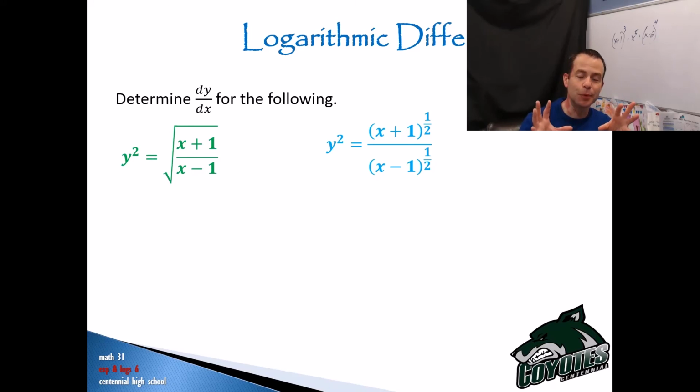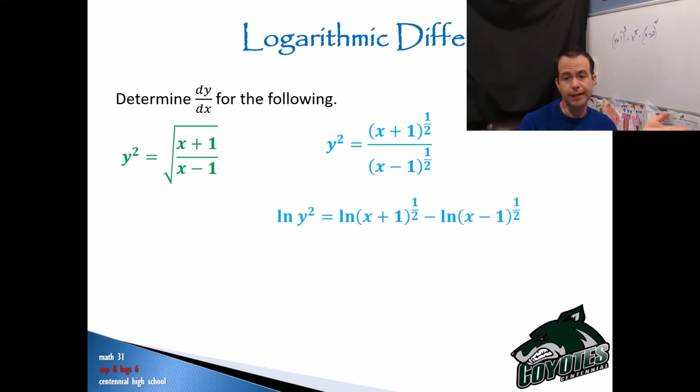Remember, if I can make these with a bunch of exponents, I can handle that well by taking the natural log of both sides. So I took the natural log of both sides and I applied the log law that I haven't used yet. Notice that this was division, right? So if I have ln of something divided by something, I can expand that out to be subtraction. So I have ln of (x plus 1) to the 1/2 minus ln of (x minus 1) to the half.